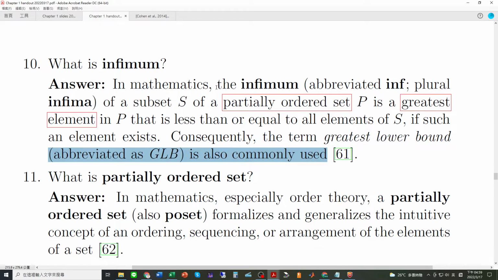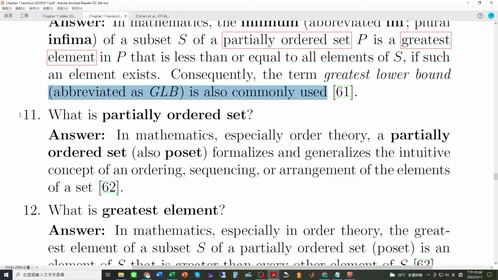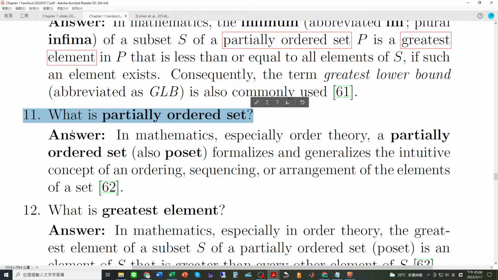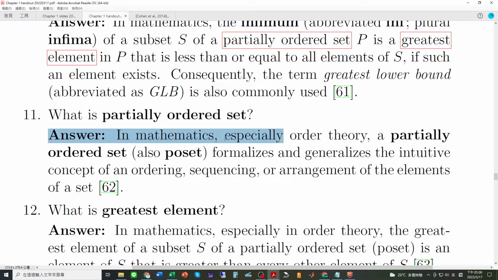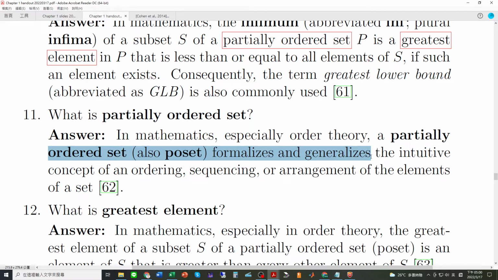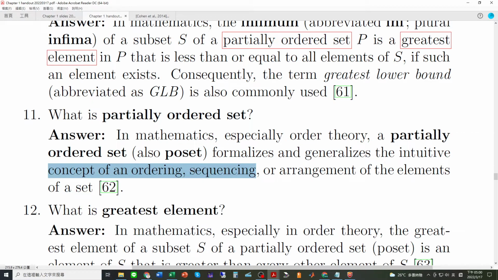So next we are going to explain what a partially ordered set and the greatest element are. Problem 11. What is a partially ordered set? Answer. In mathematics, especially order theory, a partially ordered set, also poset, formalizes and generalizes the intuitive concept of an ordering, sequencing, or arrangement of the elements of a set.